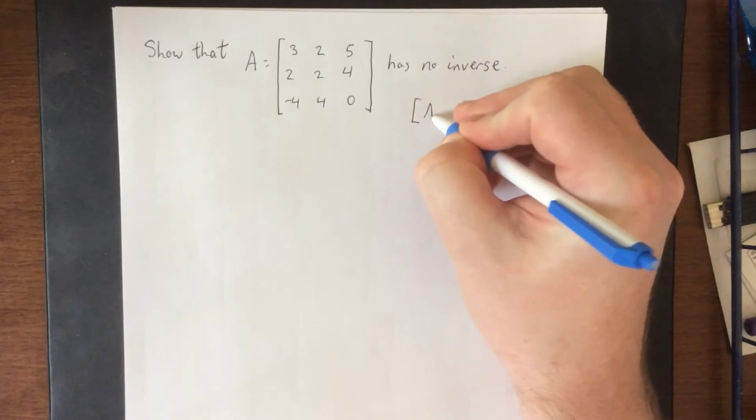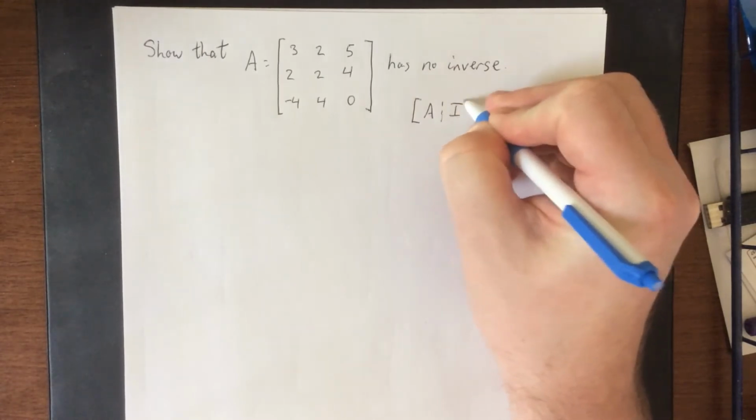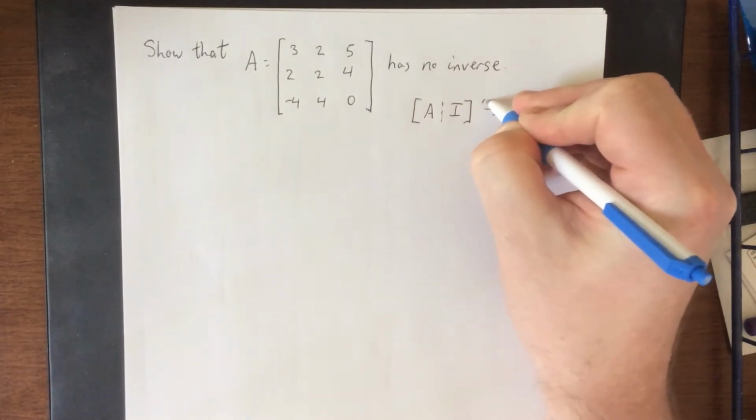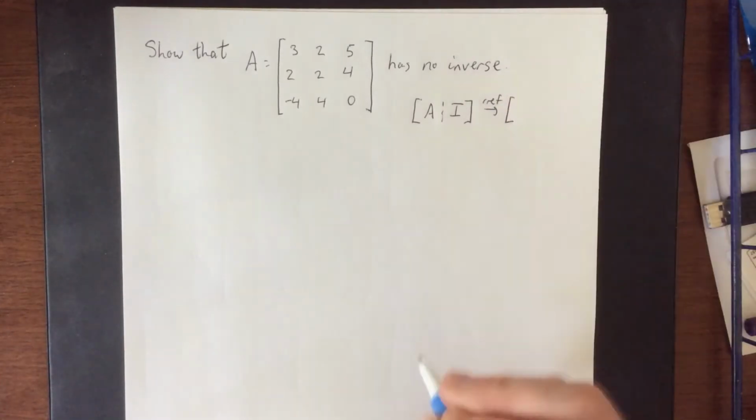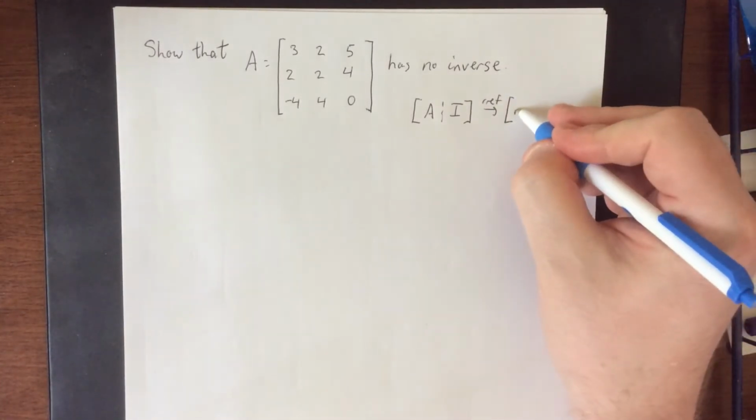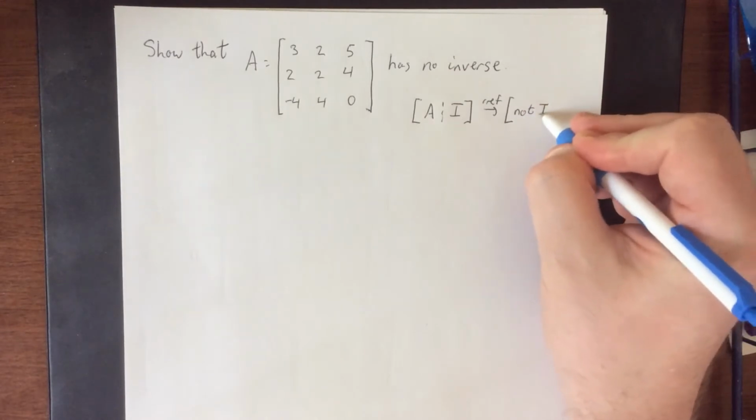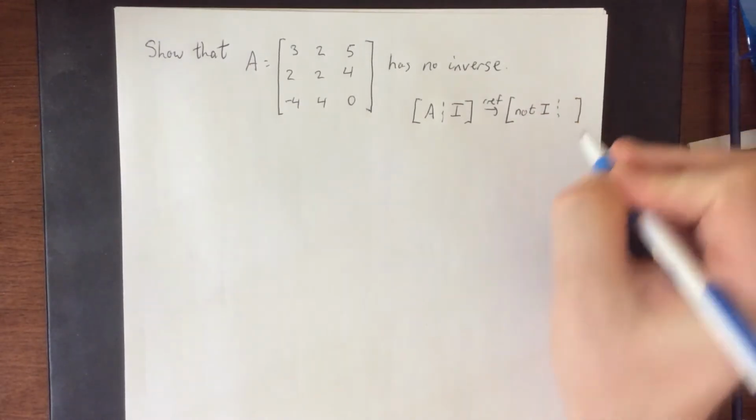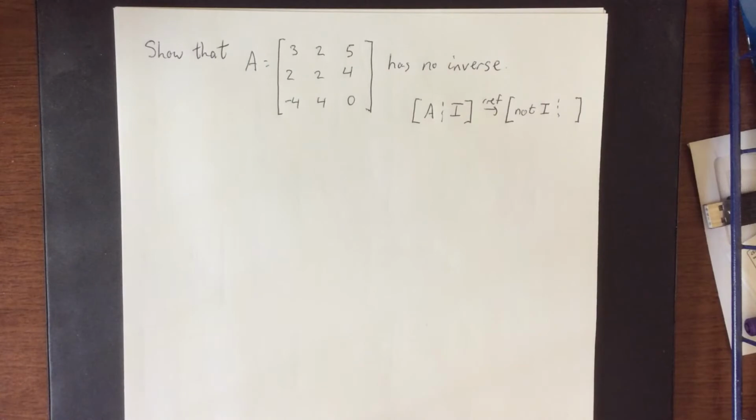We're going to use the same technique as what we've been doing so far. We're going to take A, augment it with the identity matrix, and attempt to take it down to reduced row echelon form. But the way that we can show that this has no inverse is that in reduced row echelon form, we'll show that it's impossible to get the identity matrix to the left of the augment.